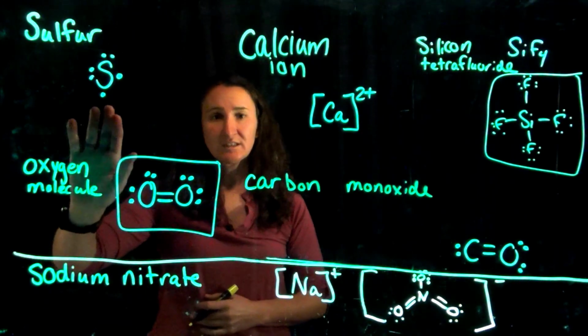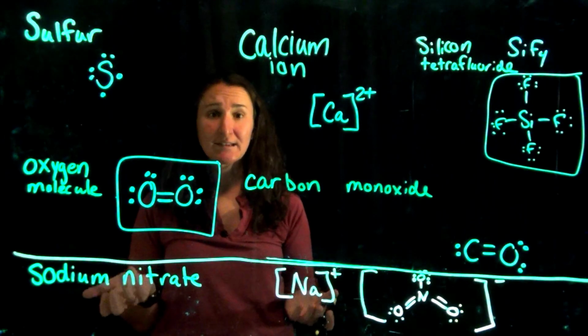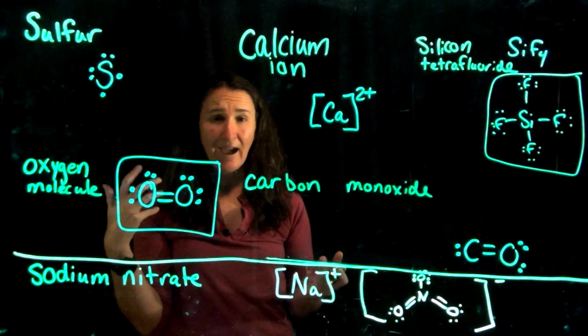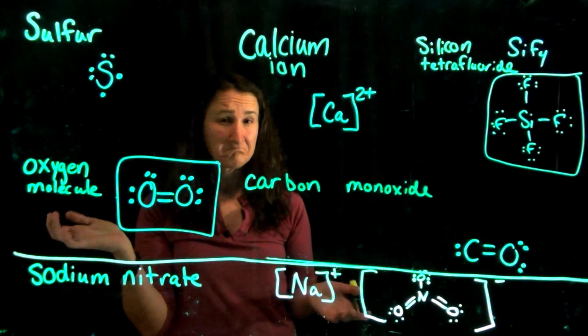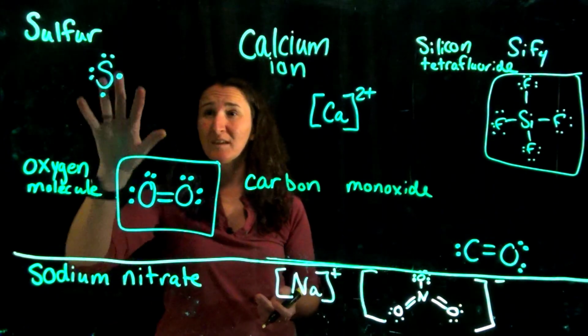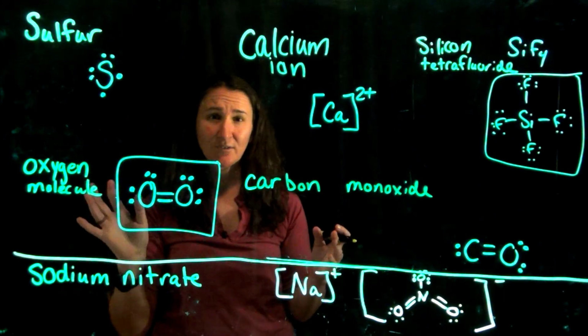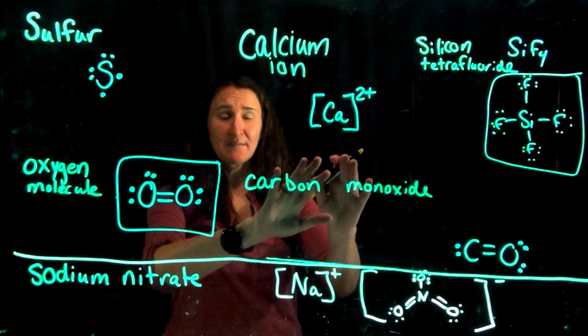So meaning, let's look first at sulfur. Sulfur, it's an atom. It's got electrons all around it. How is it going to act? Does it have a charge? No. Okay, so whenever we think about sulfur, we're not going to be thinking about it being polar or anything like that. Okay, here we've got a calcium ion.